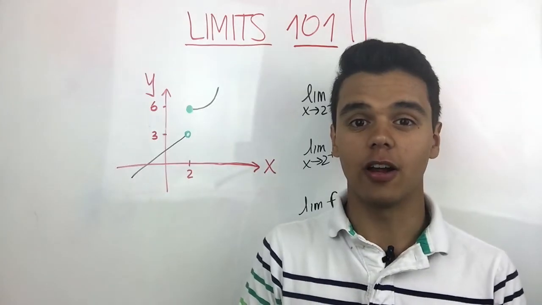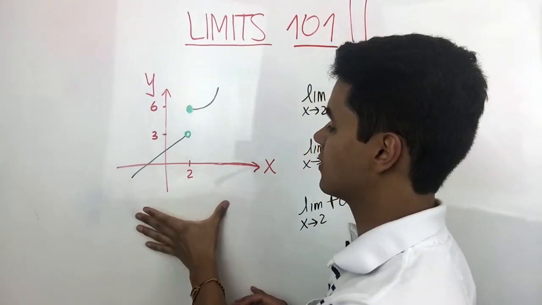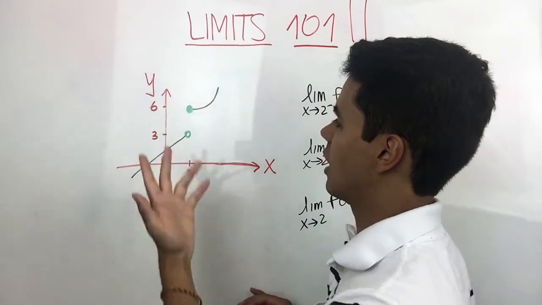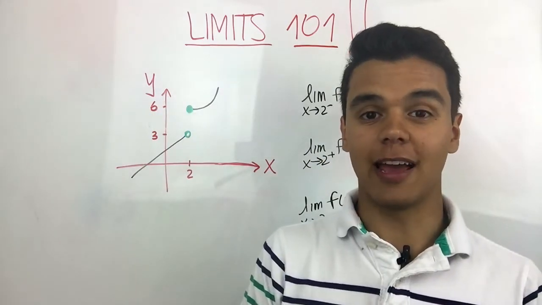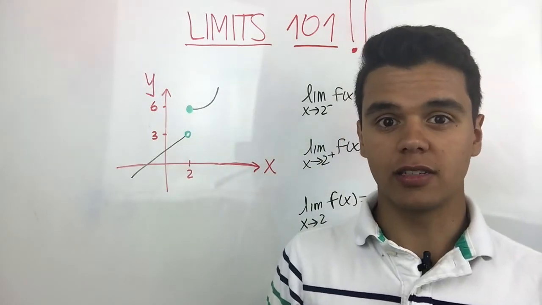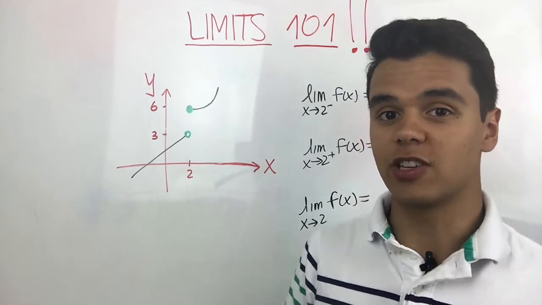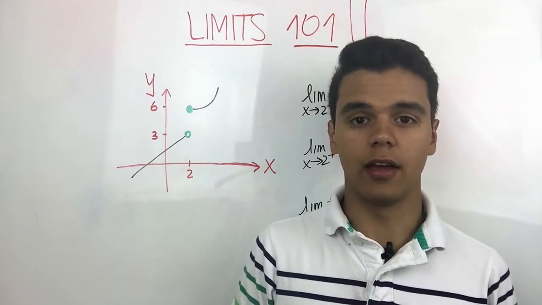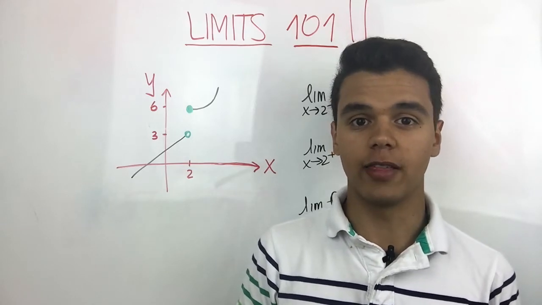The limits are not always that easy. So we have this function, it goes here and then it jumps and it continues afterwards, and we want to know the limit at x equals 2. What we can do is solve the problem step by step. We're going to find the limit from the left and then the limit from the right, and then out of those two limits we're going to find the actual limit.